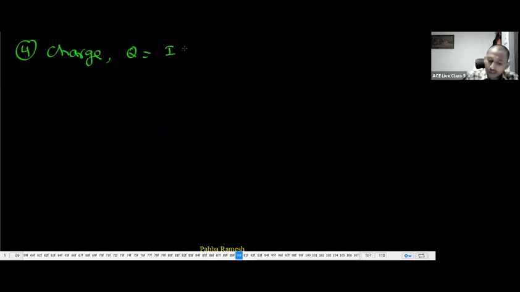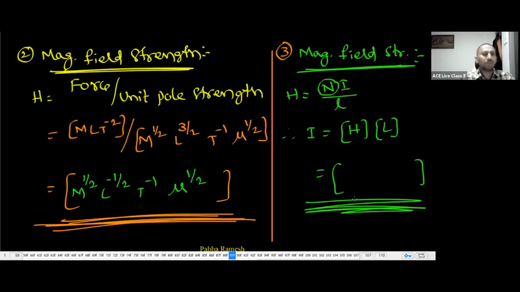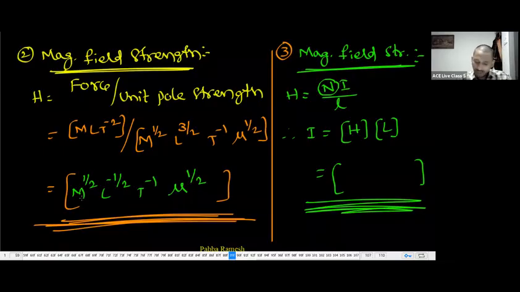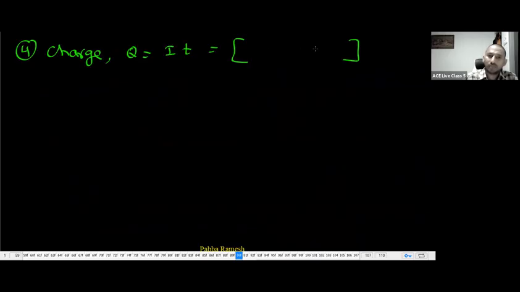After getting this I, it is very simple. Charge Q is equal to I into T. I is there, multiply with T. Let me write here: M power 1 by 2, L power 1 by 2 (L and L power minus 1 by 2), T minus 1, mu power 1 by 2. Clear? Right. After that, multiply with T, and you will get it.